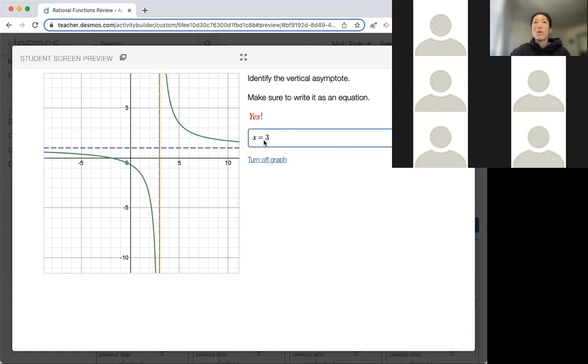As you're writing answers for quizzes and things like that, you also want to communicate that you didn't mean just 3, you meant x equals 3, or that you didn't just mean 3, you meant y equals 3. The more clear you can be, the easier it is for a reader to interpret your work. Are there any questions about how we knew this is where the vertical asymptote was?